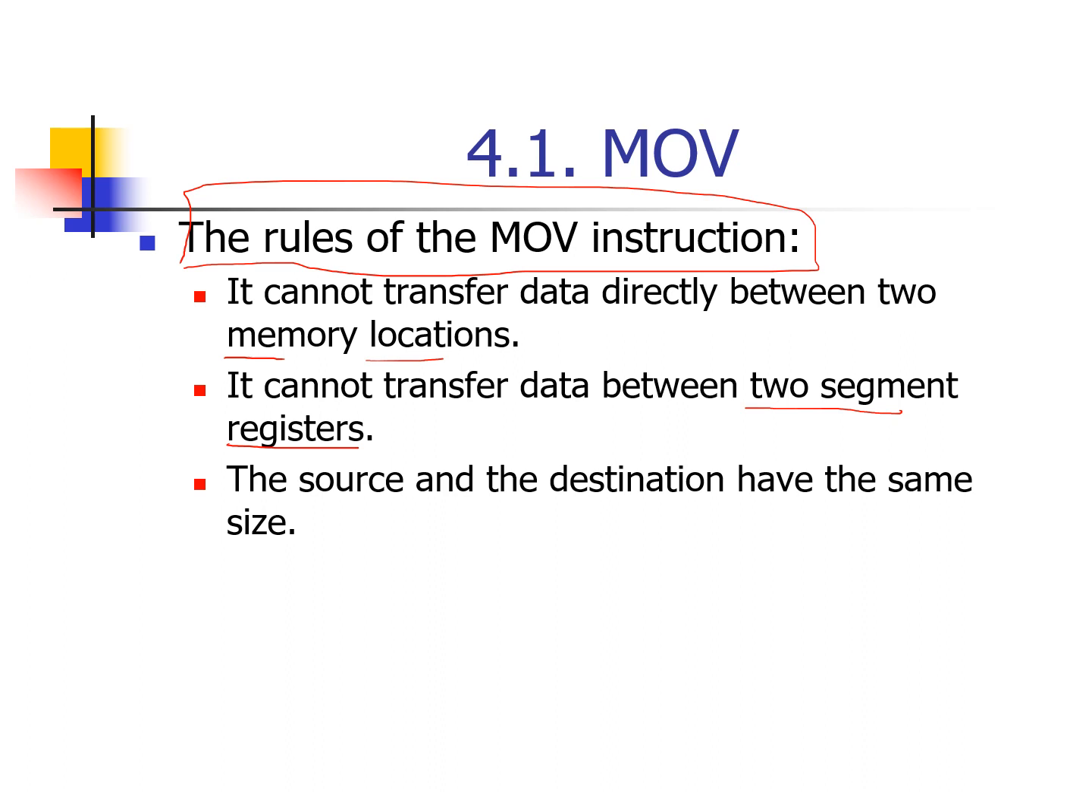And one more thing, your source and destination have to be of the same size. So you move 8-bit data into an 8-bit register, 16 bits of data into a 16-bit register. So both source and destination have to be of the same size.